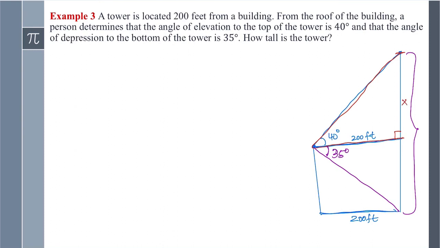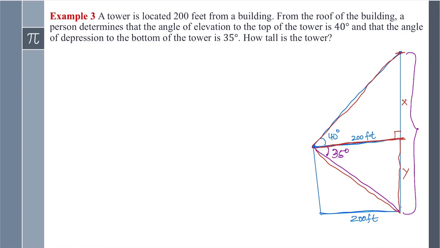Okay. And then I'm going to use this other right triangle right here, and find this height from the ground to this point. And then if I add x and y, I get the total height of the tower. So let's use the top triangle.